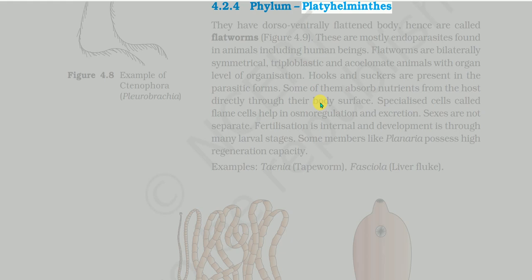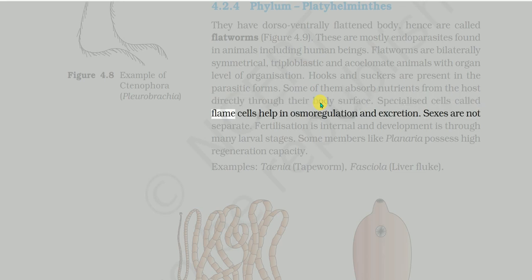4.2.4 Phylum Platyhelminthes. They have a dorsoventrally flattened body, hence are called flatworms, figure 4.9. These are mostly endoparasites found in animals, including human beings. Flatworms are bilaterally symmetrical, triploblastic and acoelomate animals with organ level of organization. Hooks and suckers are present in the parasitic forms. Some of them absorb nutrients from the host directly through their body surface.